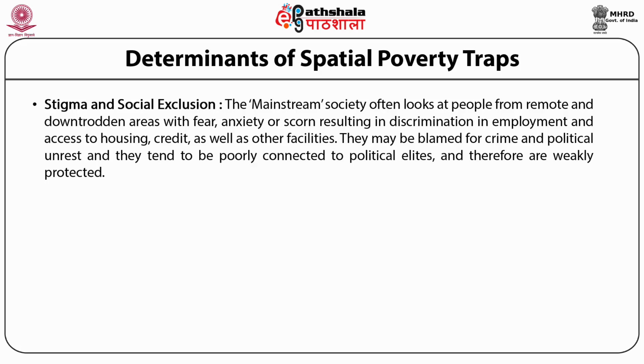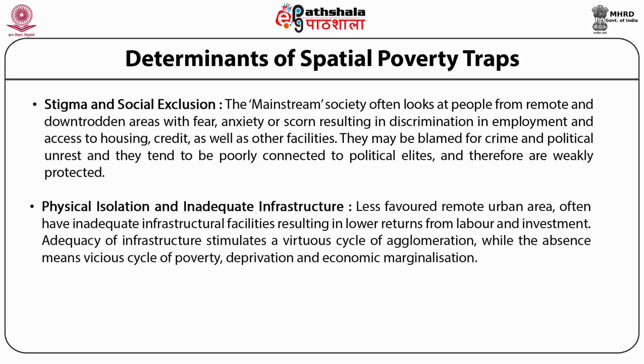The fourth determinant of spatial poverty traps is physical location and inadequate infrastructure. Less favored, remote urban areas often have inadequate infrastructure facilities, which have an adverse impact upon returns from labor and investment. Adequacy of infrastructure stimulates a virtuous cycle of agglomeration by attracting new investments, industries, and people, while the absence of it means the vicious cycle of poverty, deprivation, and economic marginalization.